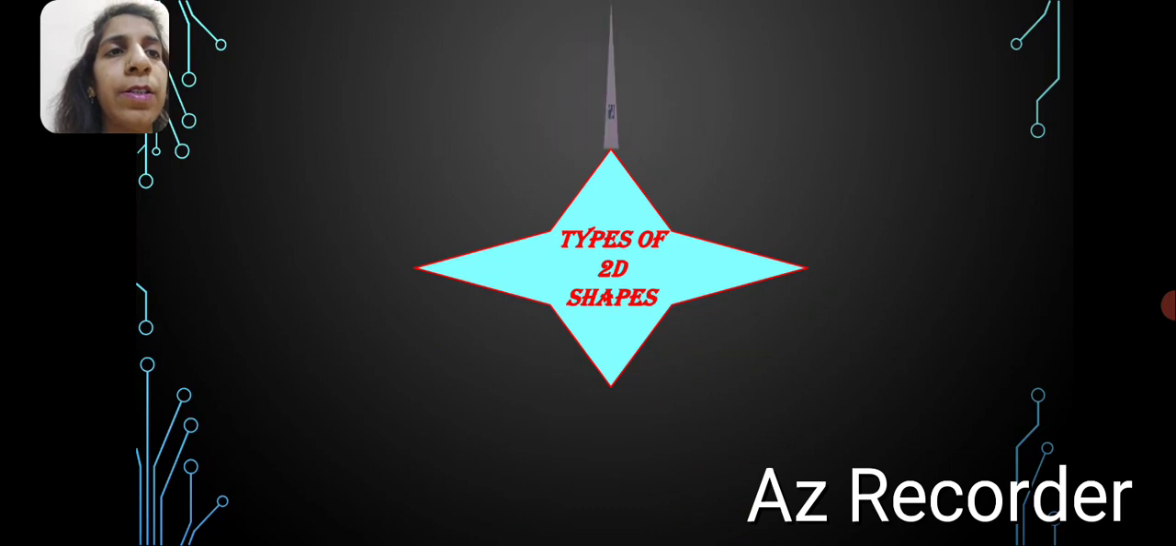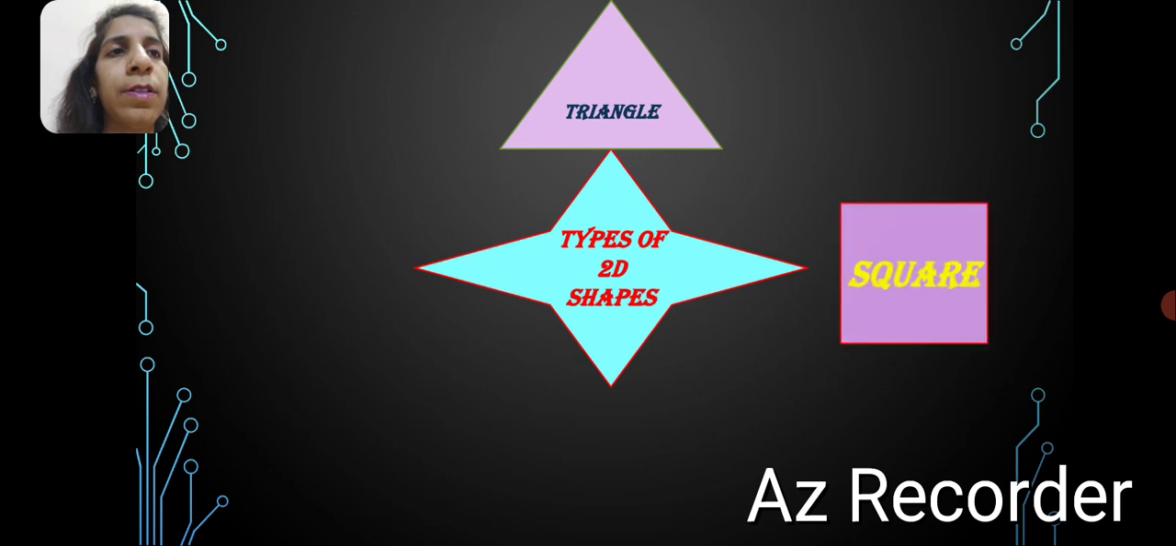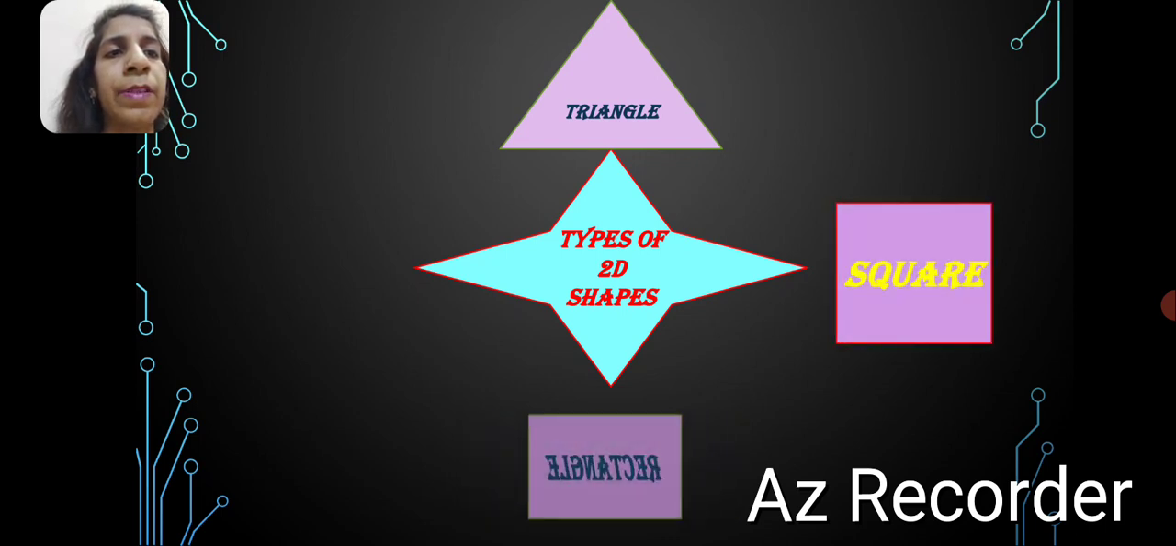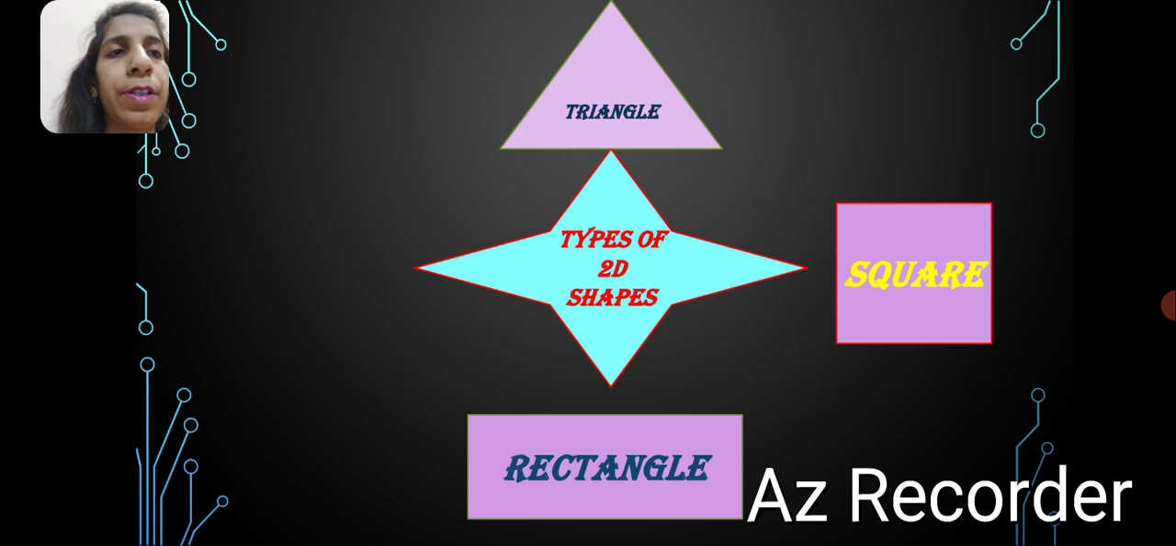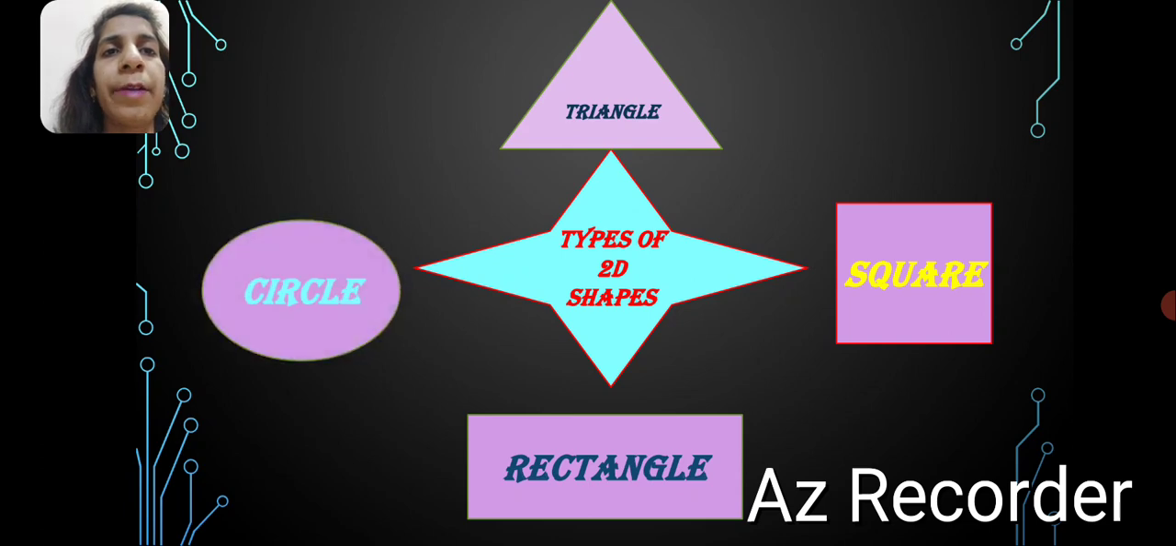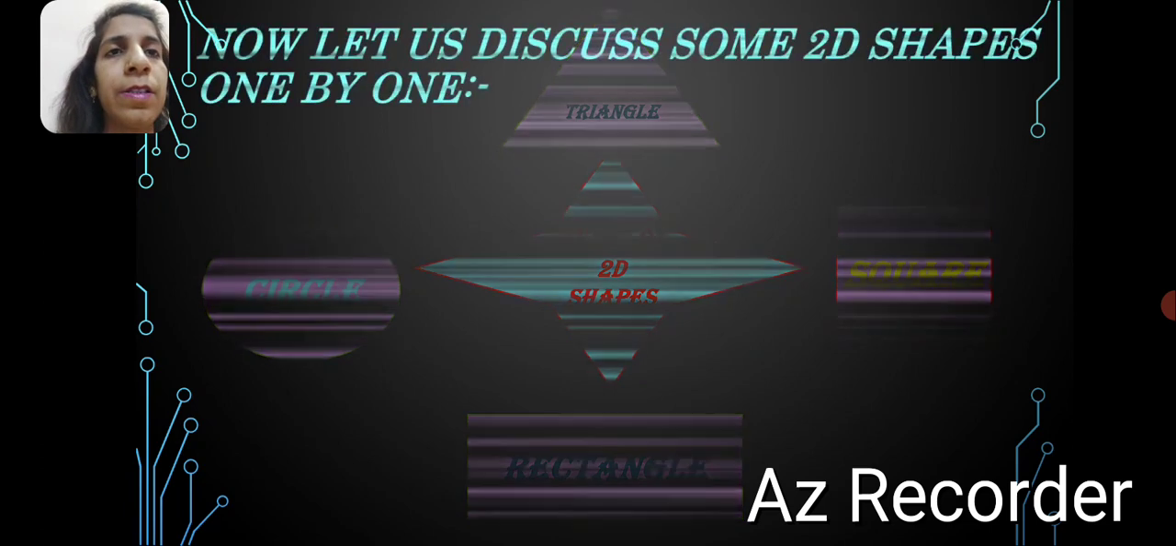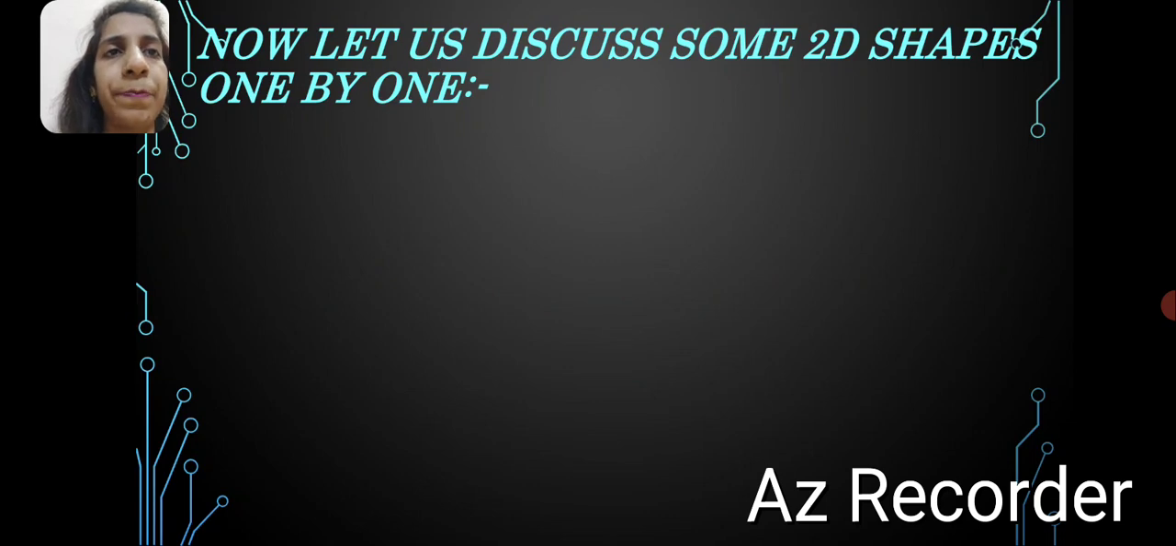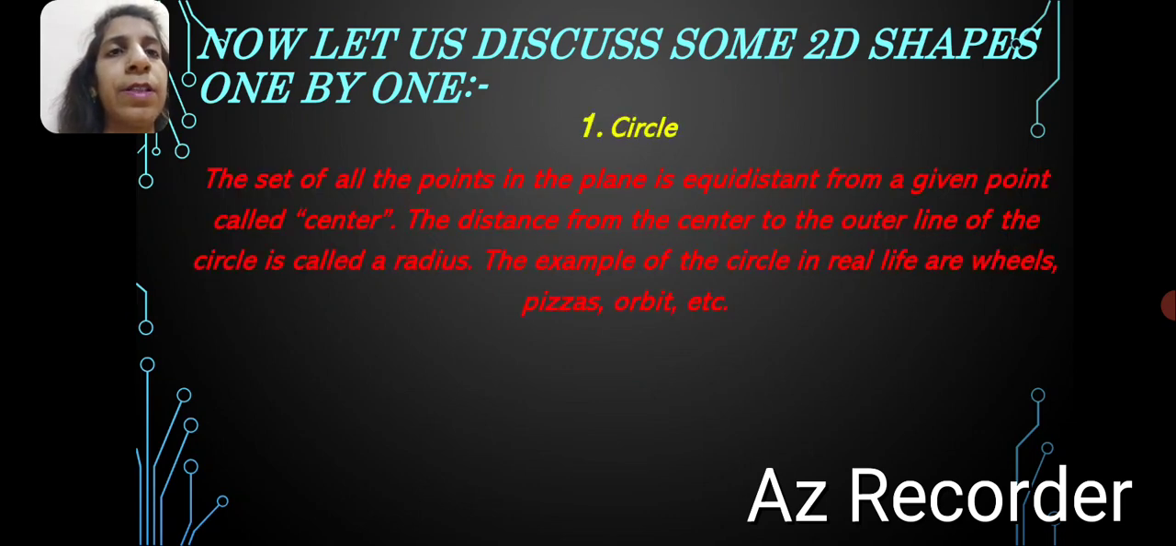Let's move further. There are various types of 2D shapes: triangle, square, rectangle, and circle. Let's discuss them one by one. What is a circle? The set of all points in the plane which are equidistant from a given point, called the center. The distance from the center to the outer line of the circle is called the radius.